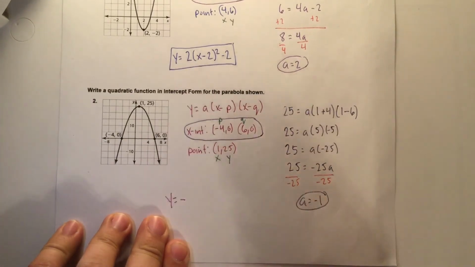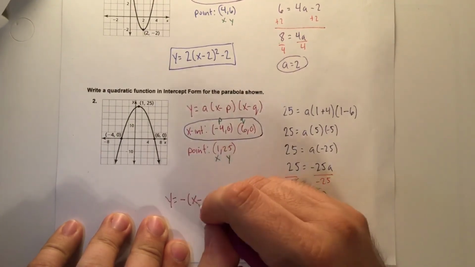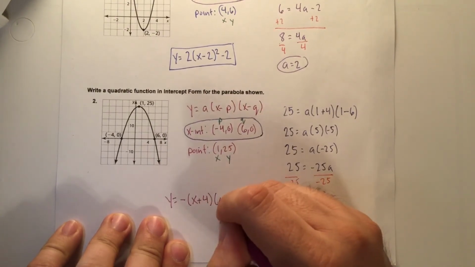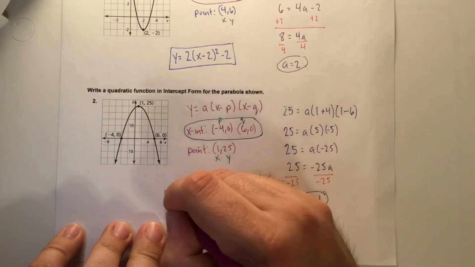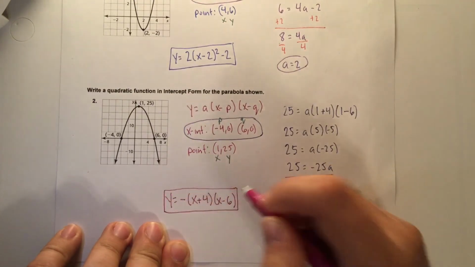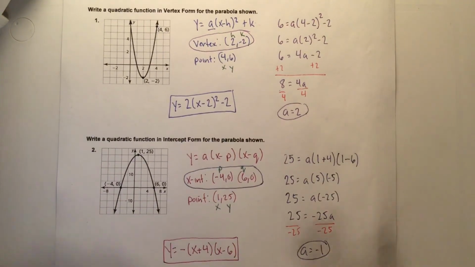You can put negative 1 or just a negative sign. Parentheses x minus, when we plug negative 4 in, it becomes positive 4. X minus, and that's a positive 6. When we plug in, it becomes minus 6. And those are the ways you find the a value for vertex and intercept form and how to write the equation.